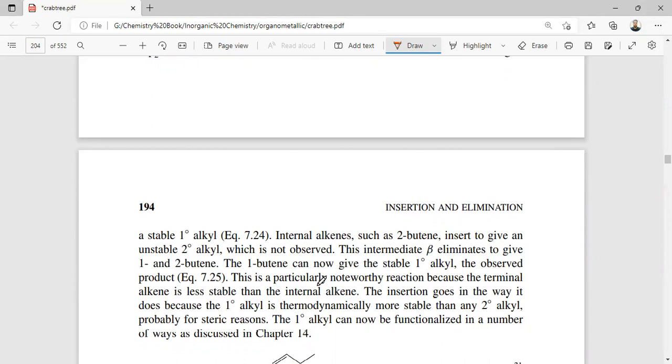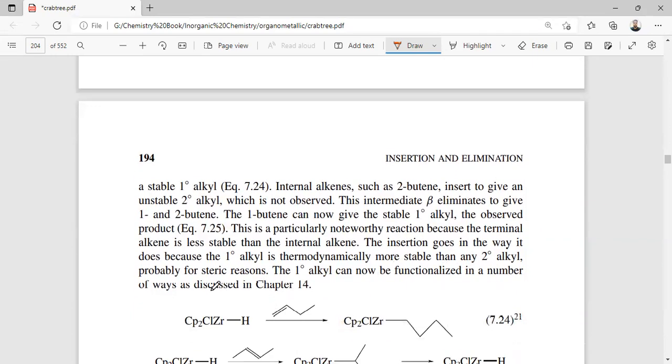The observed product is surprising for the reaction because the terminal alkene is less stable than the internal alkene. The insertion goes the way it does because the primary alkyl is inherently more stable than the secondary alkyl, probably for steric reasons. So the primary alkyl can now be functionalized in a number of ways.